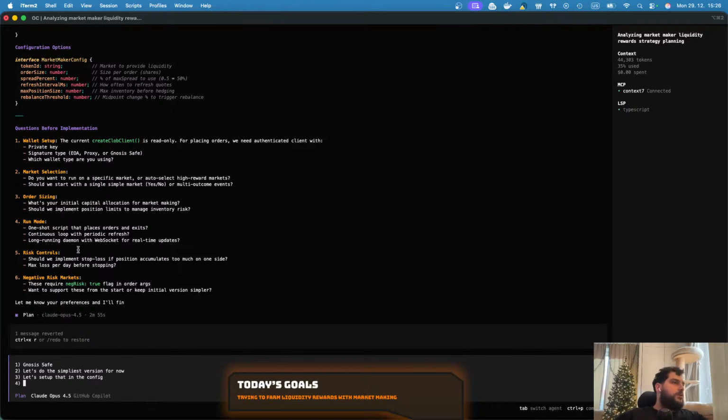Run mode: a one-shot script that places orders and exits, a continuous loop with periodic refresh, or a long-running daemon with WebSocket for real-time updates. I think it's going to be a long-running daemon, but well, let's start.